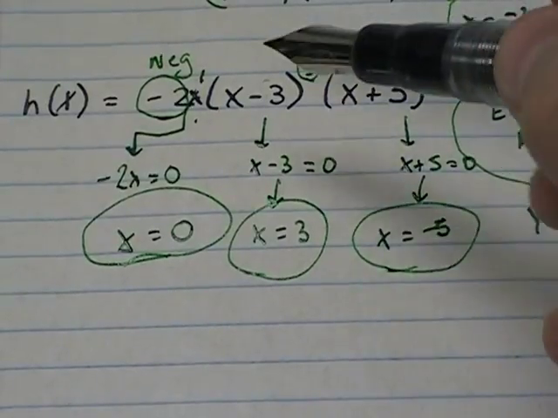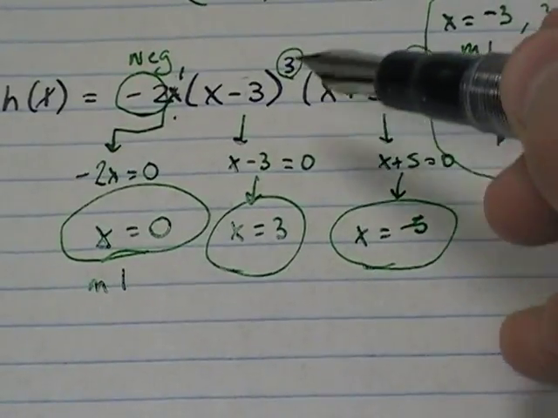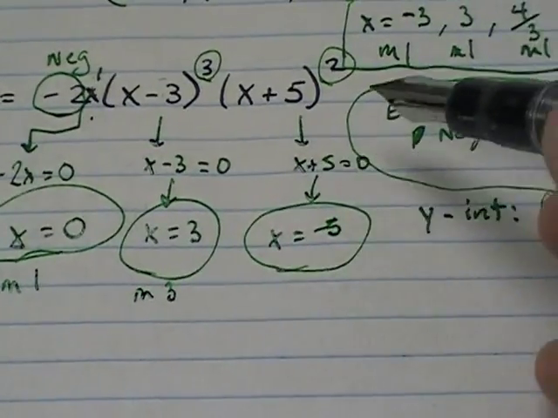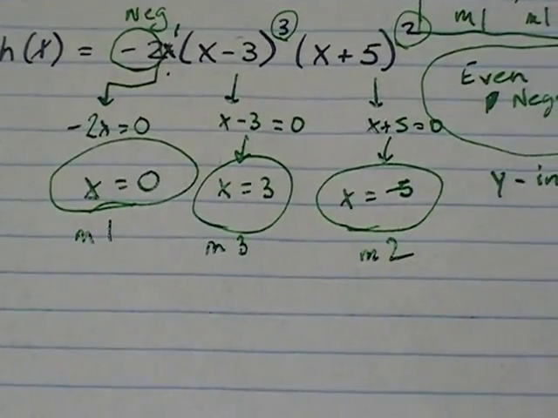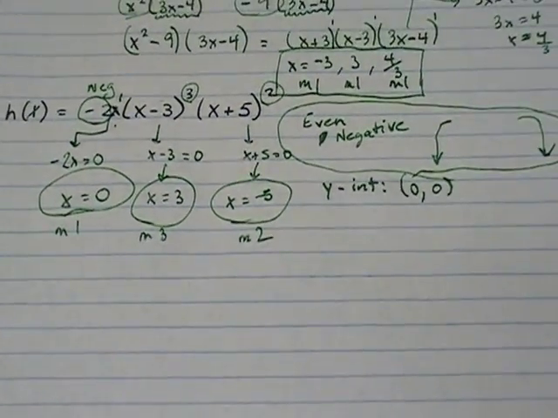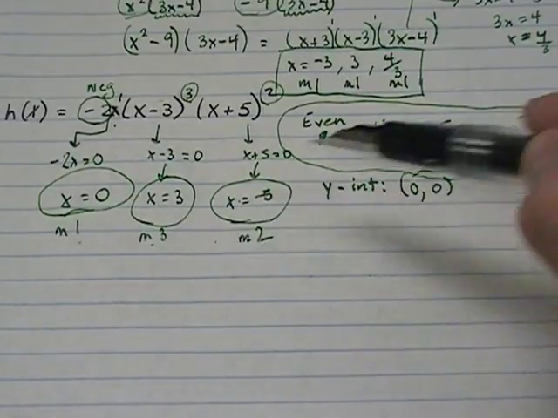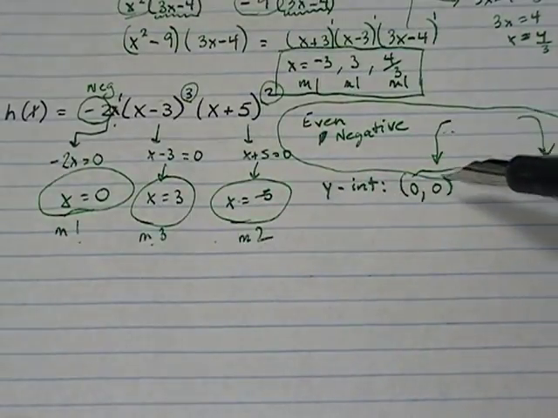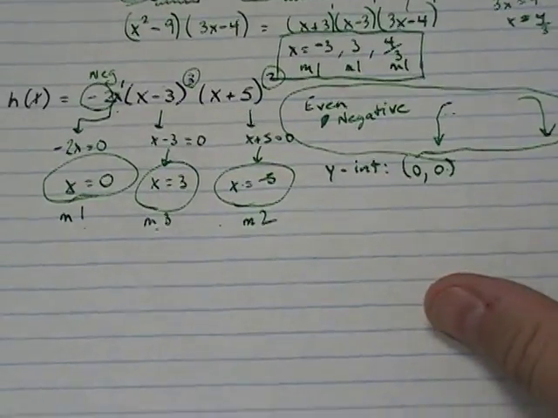But I also have to write the multiplicity. What is the power of this? 1. What is the power of this? 3. What is the power of this? 2. So there's your zeros and your multiplicity, along with your end behavior and your y-intercept. So if you know the zeros, the multiplicity, the end behavior, and the y-intercept, you can sketch any polynomial. So let's sketch this polynomial. Now, this one may be a little trickier.